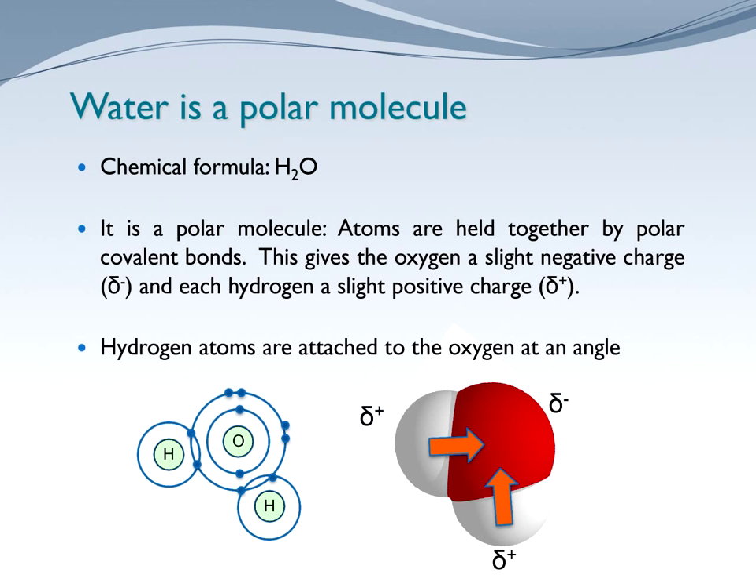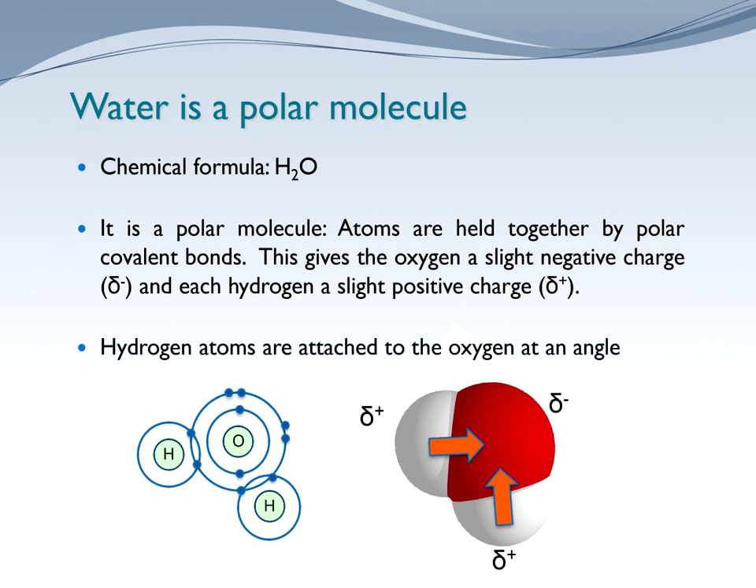Water has the chemical formula H2O. It consists of 2 hydrogen atoms and 1 oxygen atom. Water is an example of a polar molecule. The atoms in a water molecule are held together by polar covalent bonds.